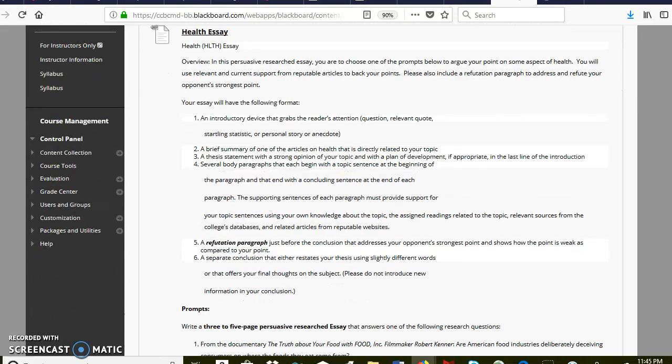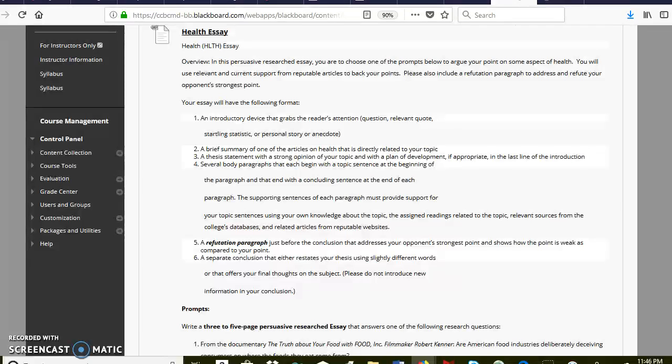At some point in your essay, you'll be adding what's called a refutation paragraph. A refutation paragraph is a paragraph that addresses your opponent's strongest point and also knocks down that point in that same paragraph. So, for instance, if you're writing about the fact that organic foods are really the best way to go in terms of our health and our diet, an opponent might be someone who doesn't think organic foods are worth the money because they tend to be expensive. So you will address your opponent's strongest point in that paragraph, but you'll also knock down the point.